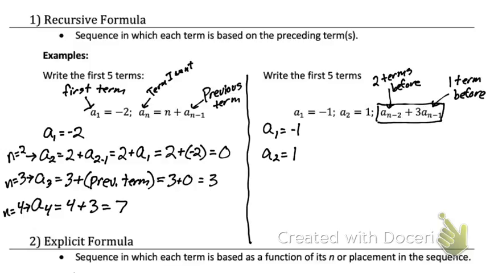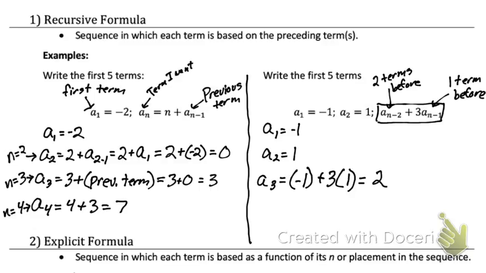All right, then we're going to go on to a sub 3. Well, a sub 3, we said here is going to be 2 terms before. Well, 2 terms before my third term is going to be that negative 1 plus 3 times the term before, which is 1, which is going to equal negative 1 plus 3, which is going to equal 2. Yeah, Charlie.